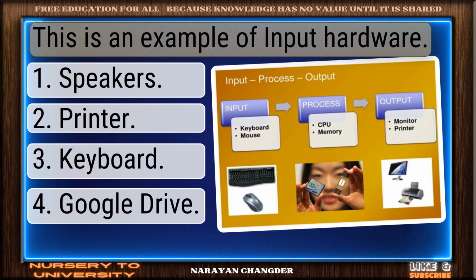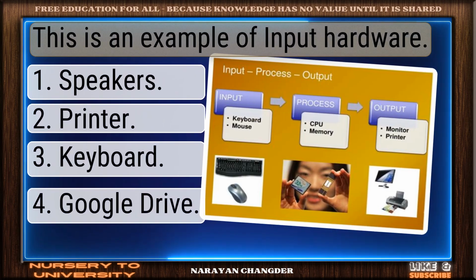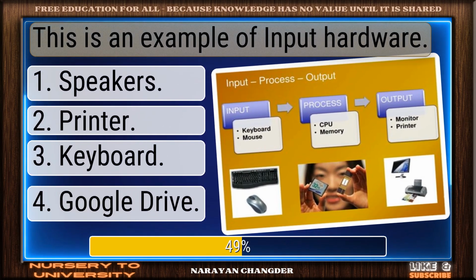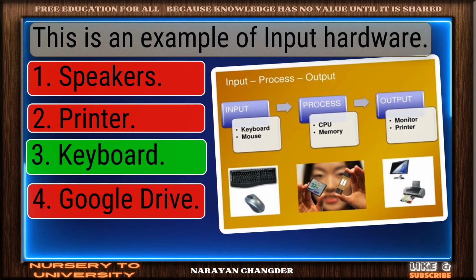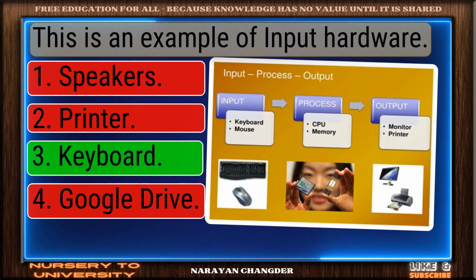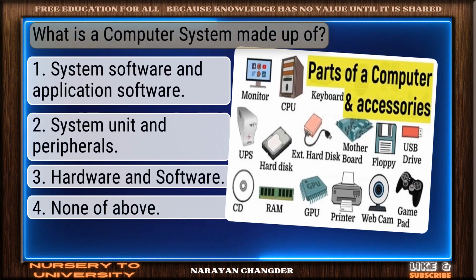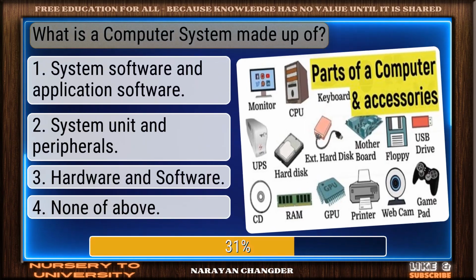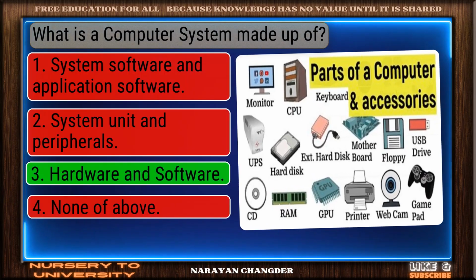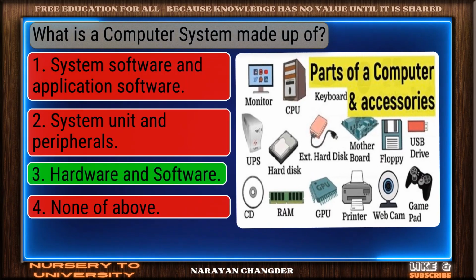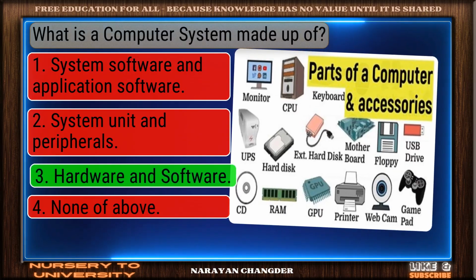Question number 21. This is an example of input hardware. Good thinking. Keyboard is the right answer. Question number 22. What is a computer system made up of? Smart pick. Hardware and software is the correct choice.